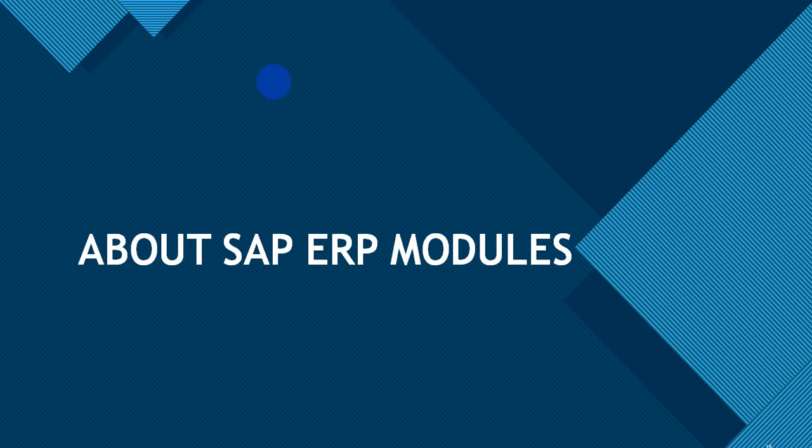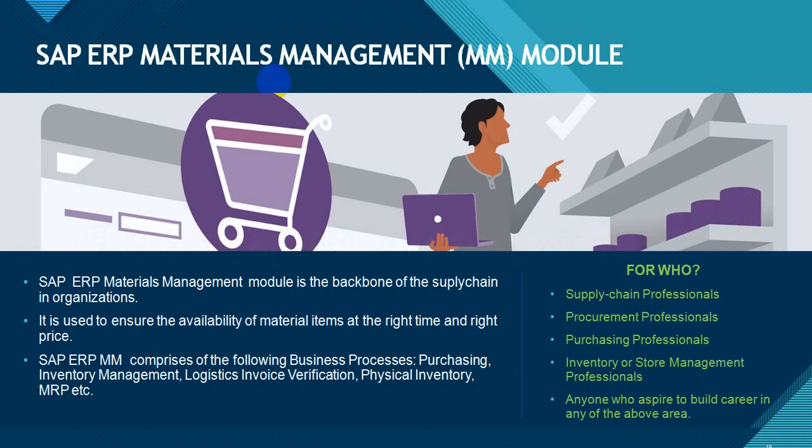Now, about the modules, I think this concerns you very well. First is the SAP ERP Materials Management module. It's called MM for short. The SAP ERP Materials Management module is the backbone of the supply chain in organizations. It is used to ensure the availability of material items at the right time and right price. SAP ERP comprises of the following business processes: purchasing, inventory management, logistics, invoice verification, physical inventory, MRP, etc. All right, MRP means material requirement planning.